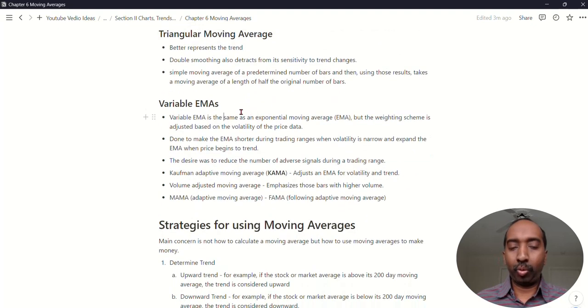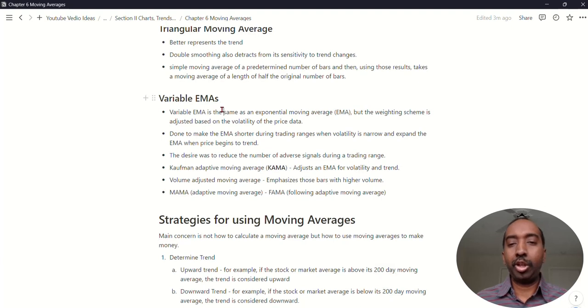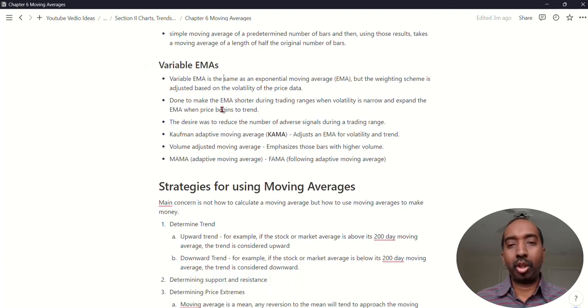There are a few more moving averages, such as the variable exponential moving average. This is the same as exponential moving average, but the weighting scheme is based on volatility. Because when in the trading range, volatility is narrow and we may end up in whipsaws. To avoid that, the weighting scheme is based on volatility.